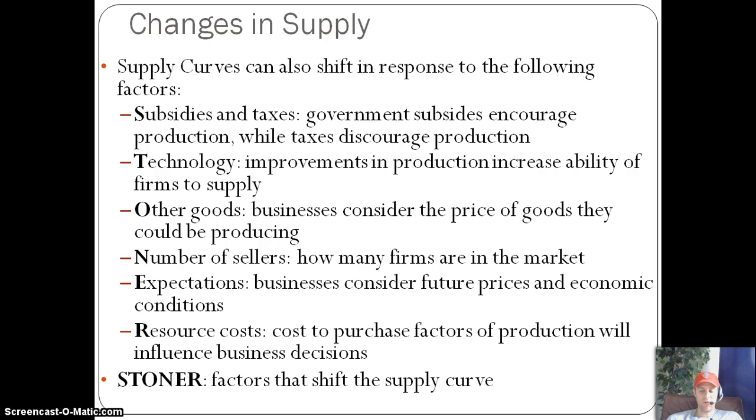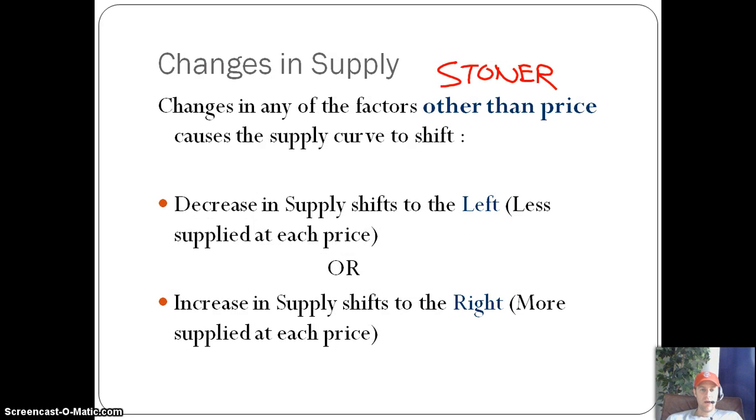So what does the supply curve do? How does it shift? Well, changes in any of the factors other than price will cause the supply curve to shift. A decrease in supply will shift it to the left, and an increase in supply will shift it to the right. So it's the same as demand: a decrease in demand sends us left, and an increase in demand sends us to the right. That's easy to remember. It's just that the original curve is sloping in a different direction.